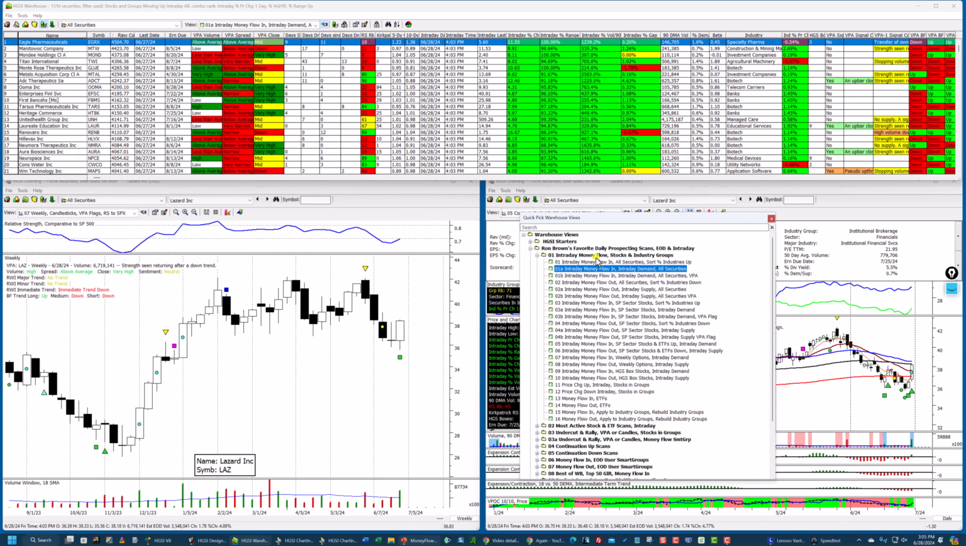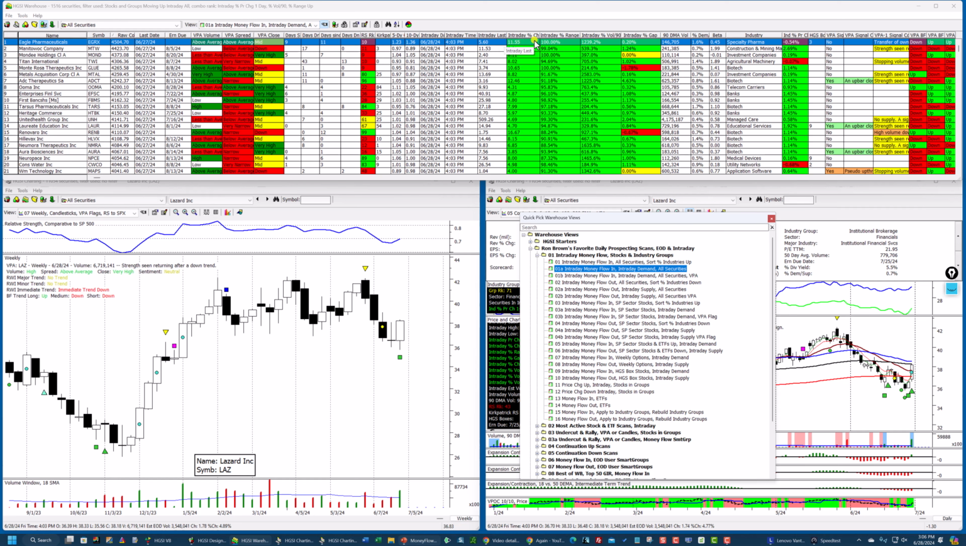This is demand. Stocks that are in this scan go to the top based upon demand. It's my combo, intraday demand combo, and I'm sorted on raw combo, and you can see what a difference this makes. Here's the intraday percentage price change.